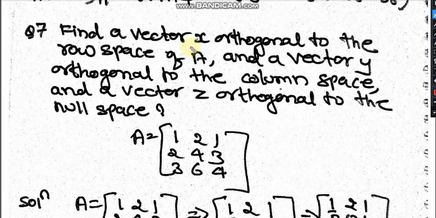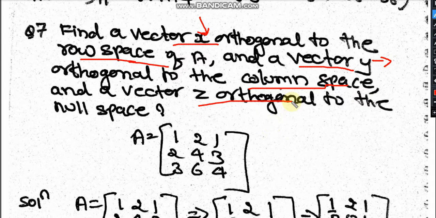So here the problem is to find a vector x orthogonal to the row space. So what is orthogonal to the row space? It is always the null space. So x is in the null space, and a vector y orthogonal to the column space comes in the left null space, and z orthogonal to the null space is the row space.